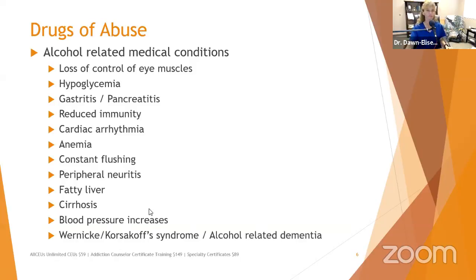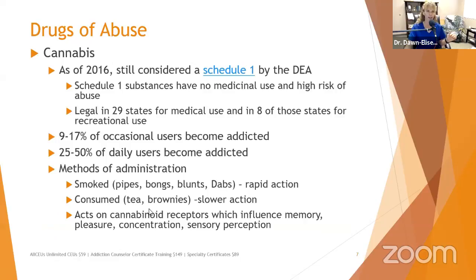So, there's my little spiel on alcohol. Cannabis. As of 2016, cannabis is still considered a Schedule I drug by the DEA. Schedule I substances have no medicinal use and a high risk of abuse. Now, I'm not going to argue whether there's medicinal use or not. I'm just telling you what the DEA says, okay?